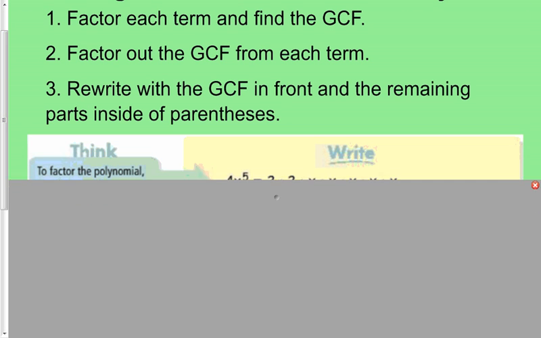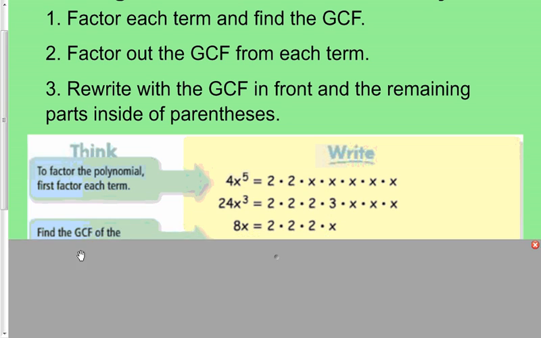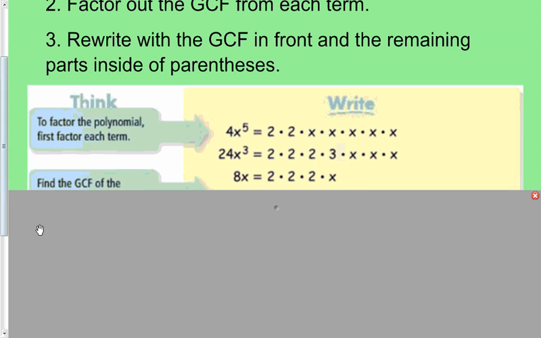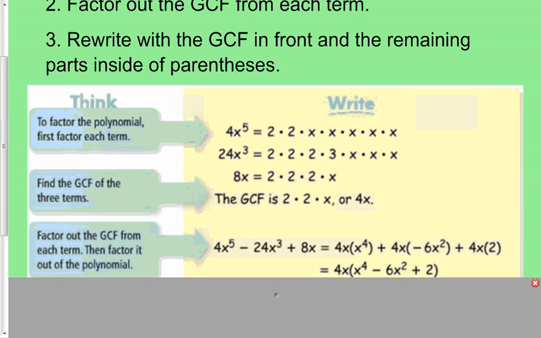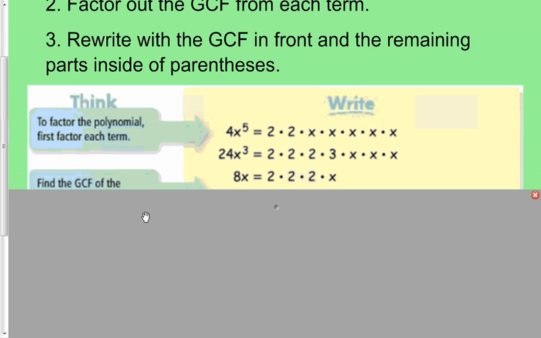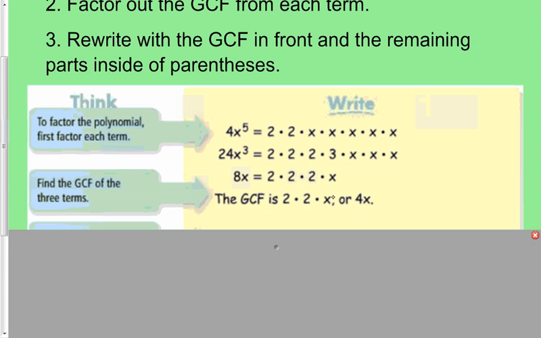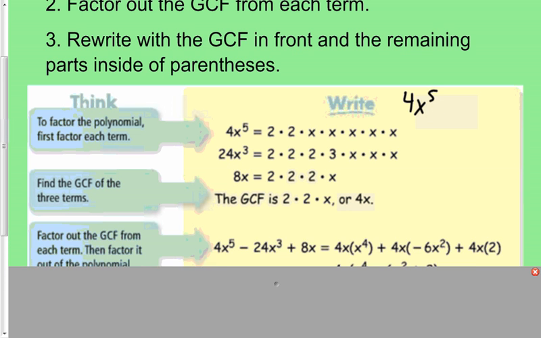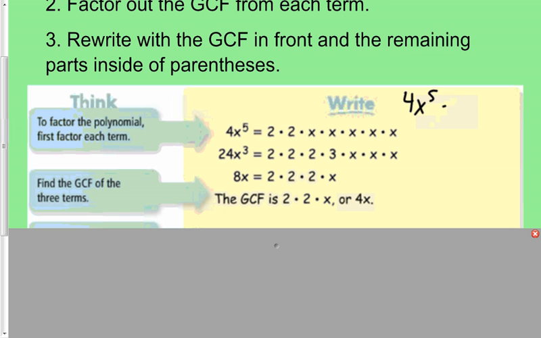Here's an example for you. This was the example: 4x to the fifth power minus 24x cubed plus 8x. And you're asked to factor it.